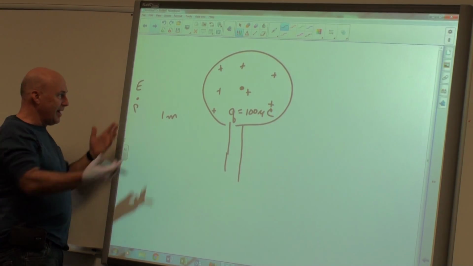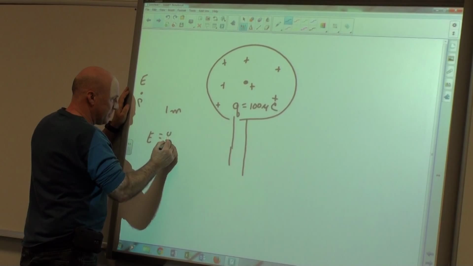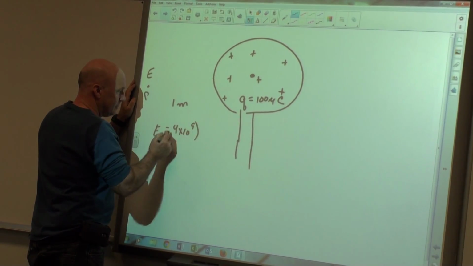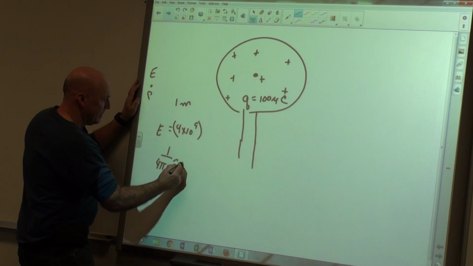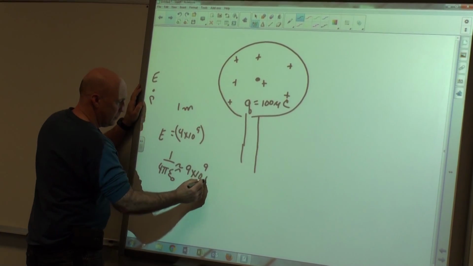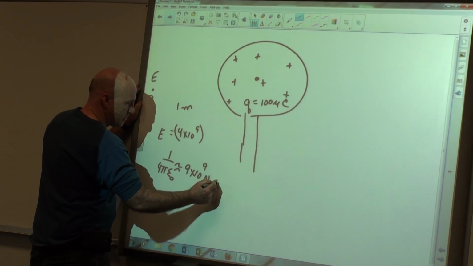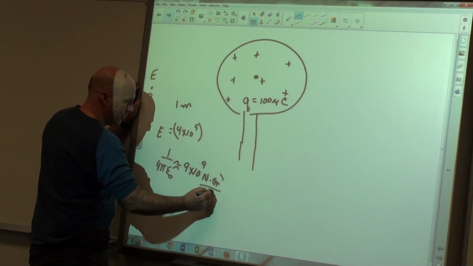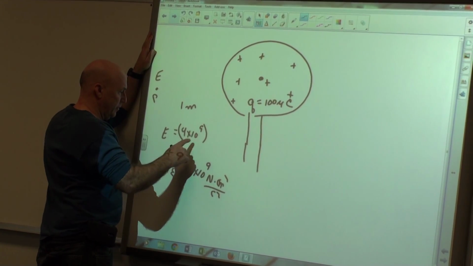Easy. So I even know what the answer is here. E equals K, which is about 9 billion. All right, 1 over 4 pi epsilon 0 is really close to 9 billion newtons meters squared per Coulomb squared. Weird units. Okay, it's just so that everything cancels and you end up with newtons when you're done if you do it that way.